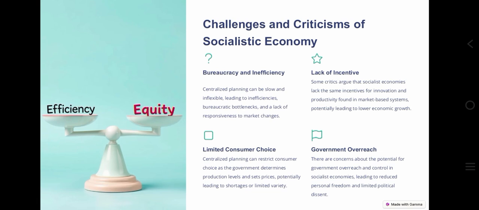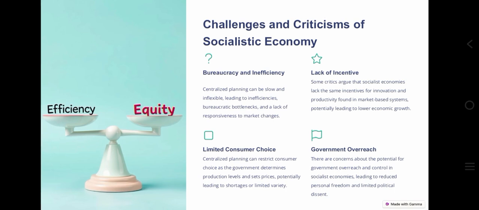Next is lack of incentive. Some critics argue that socialistic economies lack the same incentives for innovation and productivity found in a market-based system, potentially leading to lower economic growth.